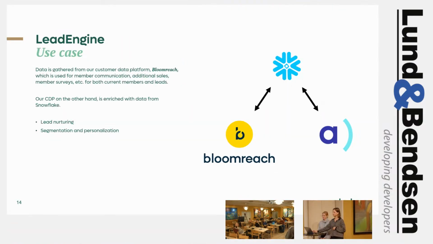So the data that we use to train this model is gathered from our customer data platform, Bloomreach, which is the yellow logo. And this platform is used for member communication, and it tracks web behavior of our web page visitors and members, and is mainly used by our marketing department. Our customer data platform at Bloomreach, on the other hand, is then enriched with a lot of data from Snowflake, so there's sort of like a mutual relationship between those two.